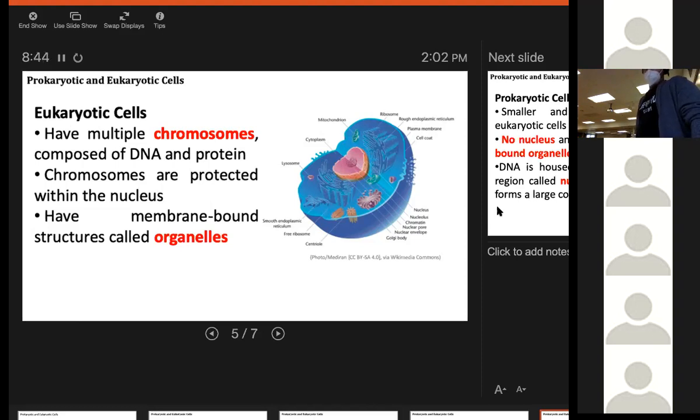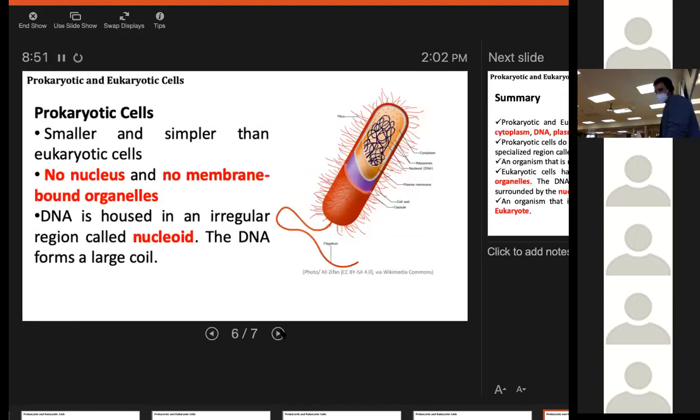So what does a prokaryotic cell look like then? That's on the next slide. Prokaryotic cells are much smaller than eukaryotic cells. They have no nucleus, no membrane-bound organelles, and look what it does with its DNA. The DNA is just floating in the cytoplasm here. It's not contained in a nucleus.